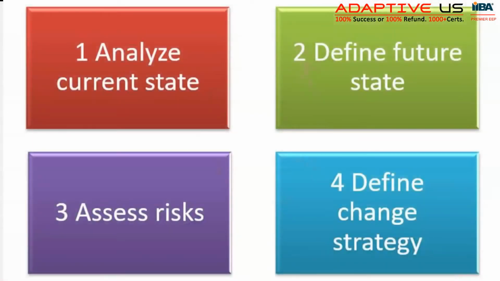So in strategy analysis, we have 4 tasks. This is one of the knowledge areas which has a lot lesser number of tasks compared to other knowledge areas. This has only 4: 1, analyze current state. 2, define future state. 3, assess risks. And 4, define change strategy. So these are the 4 tasks that are part of this knowledge area, and we would be looking at each one of them in depth.